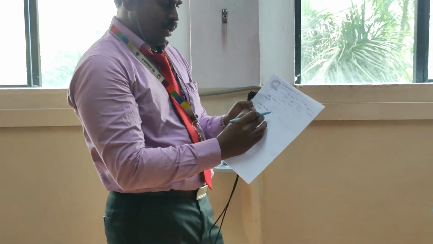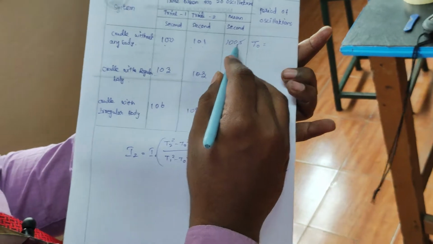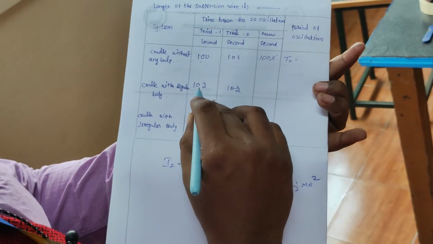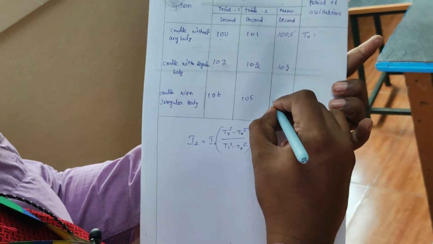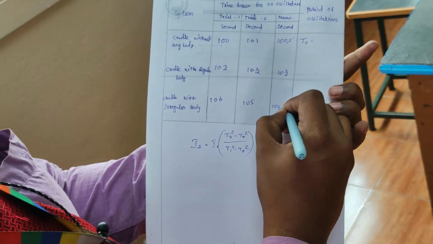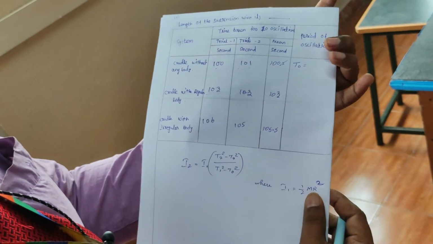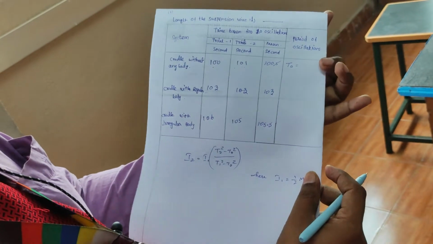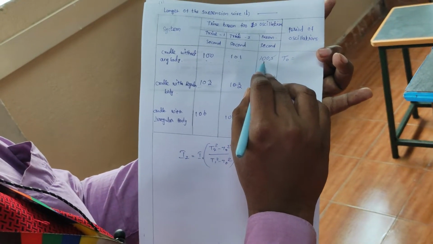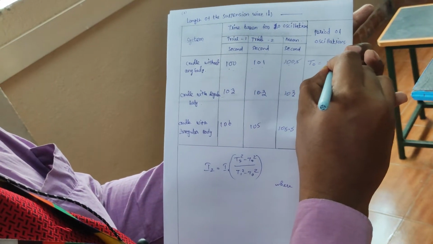So just find the mean of these values. 100 and 101 it becomes 105, and 103 it is the same 103. 106, 105, it becomes 105.5. This is the time taken for 10 oscillations. But I have to find out the time taken for one oscillation, that is called time period. To find the time period, this is 100. So how can you find the time period of one oscillation? 100 divided by 10. So this is 10.5.